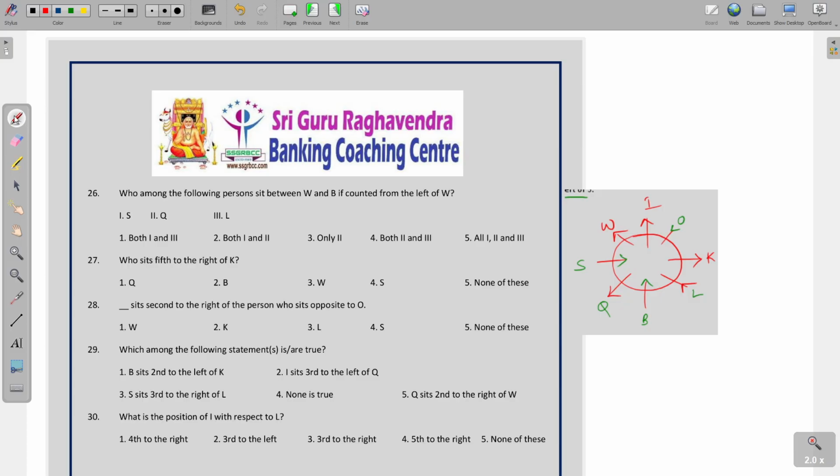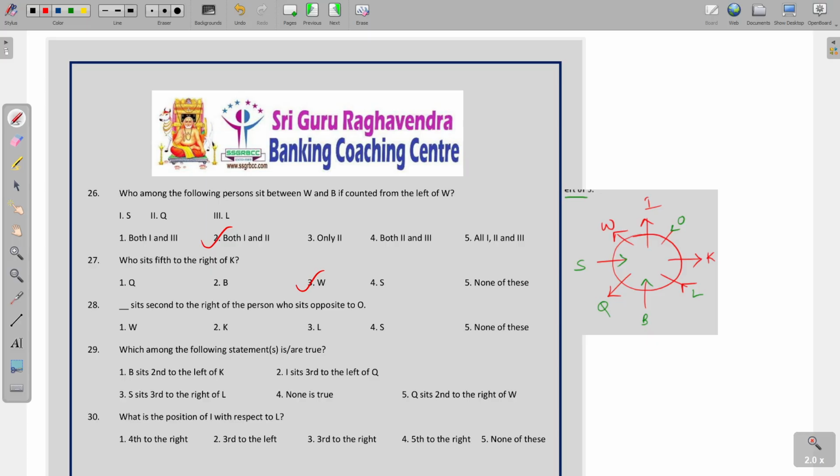Who among the persons sit between W and B? Between W and B, when counted from the left of W, 1, 2, 2 persons are there, and also S and Q, both S and Q, 1 and 2. Who sits fifth to the right of K? Fifth to the right of K, 1, 2, 3, 4, 5. W is the fifth to the right of K. Dash sits second to the right of the person who is opposite to O. Opposite to O is Q, and from Q, who sits second to the right?